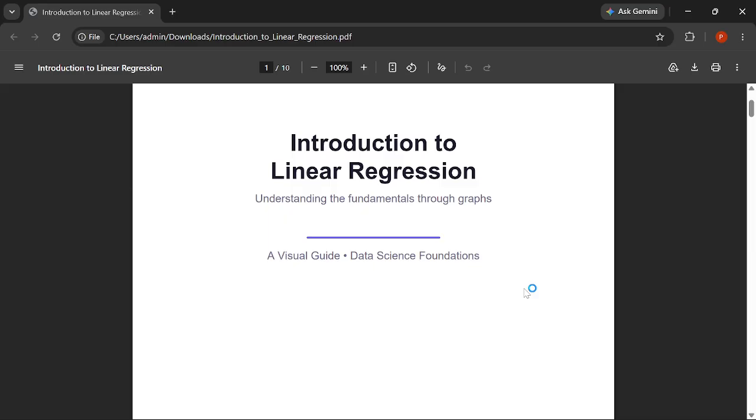So today's agenda is we are going to learn about linear regression. There are three types of regression. First is the simple linear regression, second is the multiple linear regression, and the third is the polynomial regression.